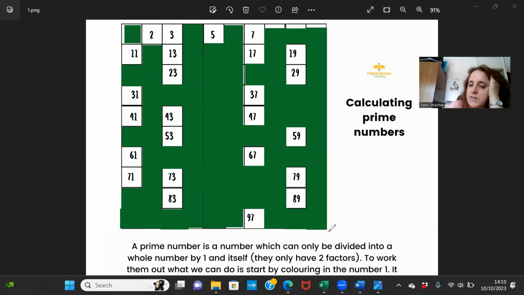And finally, the 10 times table, we completed that when we did the 5 times table. So all the numbers which are left in white are prime numbers.